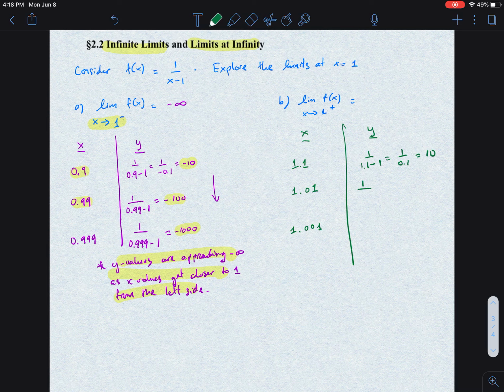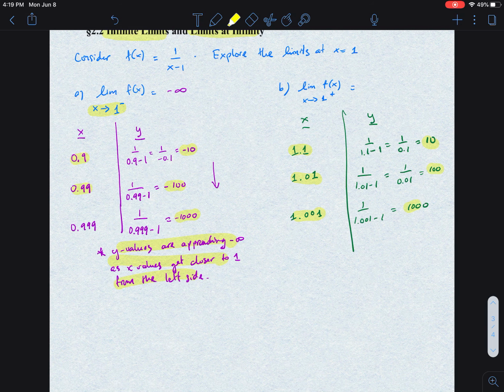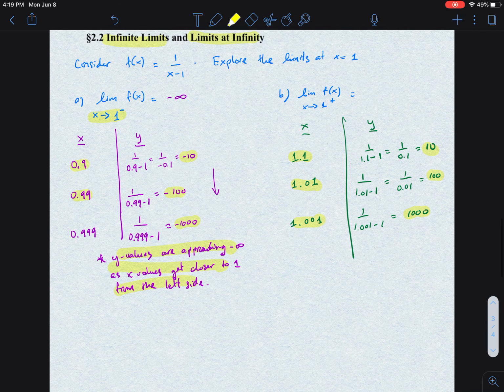So now we have 1 divided by 1.01 minus 1. That gives us 1 over 0.01, so that's 100 as the answer. And here you have 1 over 1.001 minus 1, so that's going to be 1,000, right? Each of these x values is closer to 1. So 1.001 is a lot closer than 1.1. And the y value seems to be increasing as well, but in the positive direction. So this is going to be positive infinity. It doesn't seem to slow down or approach a certain number, it just keeps increasing.